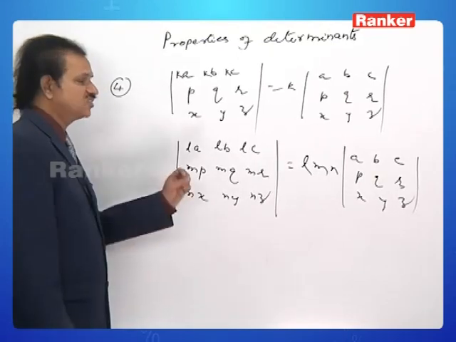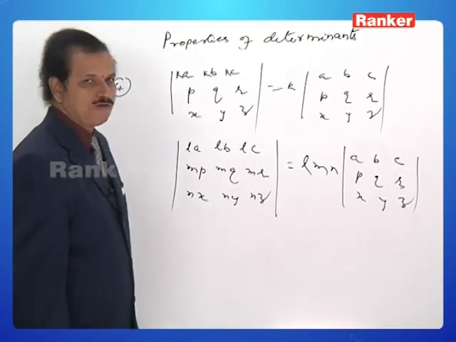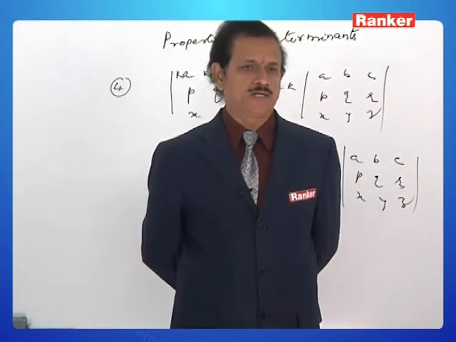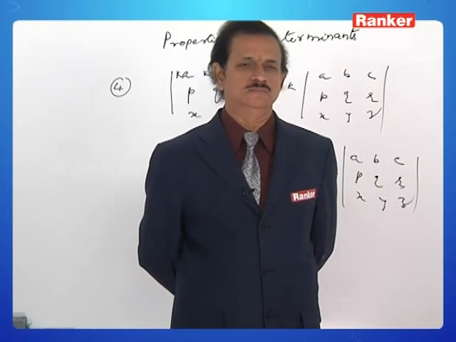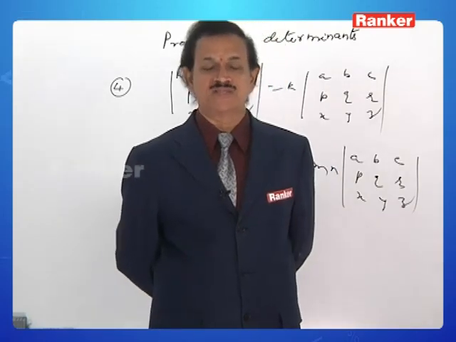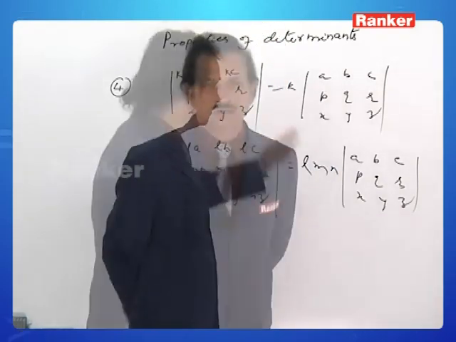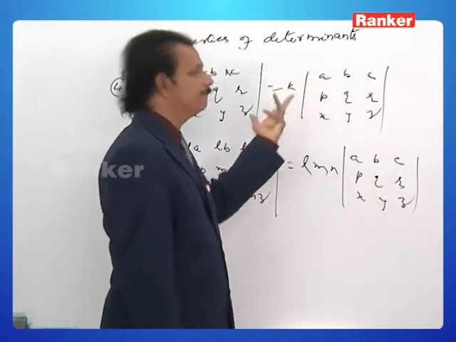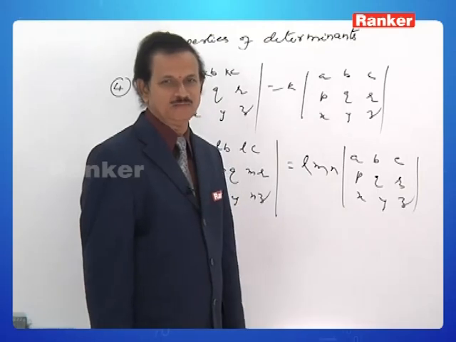So in a sentence, in what way can you explain it? If the elements of a particular row or column in a determinant are multiplied with a constant K, then the value of the determinant also gets multiplied by K. K times the determinant you will have.